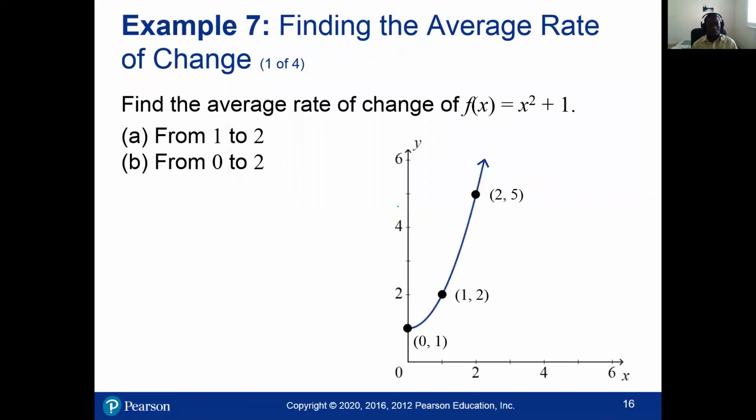All right, it says find the average rate of change for the function x squared plus 1 from 1 to 2 and from 0 to 2 on this graph. So what is the average rate of change? It's basically the slope of the line joining the 2 points.